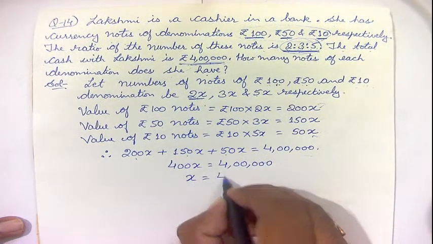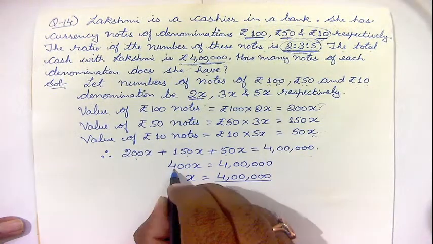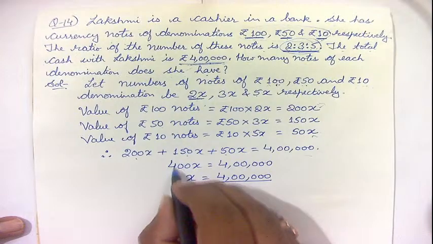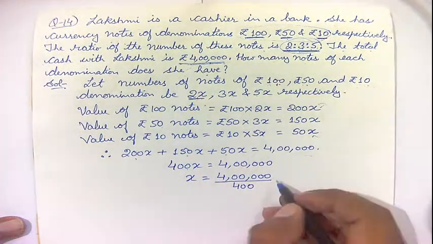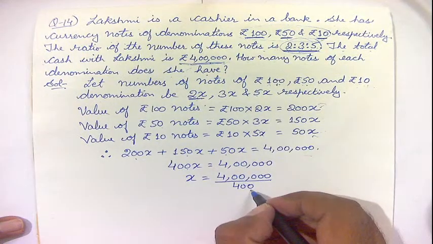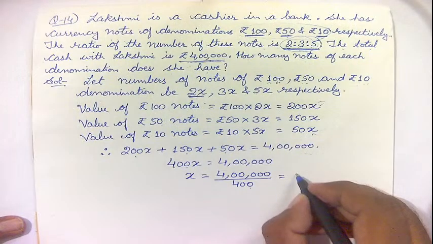Then x equals to 4 lakh divided by, now this 400 which is being multiplied here on the left side will get divided on the other side. So you have 4 lakh divided by 400. Now 4 lakh divided by 400, what it is?